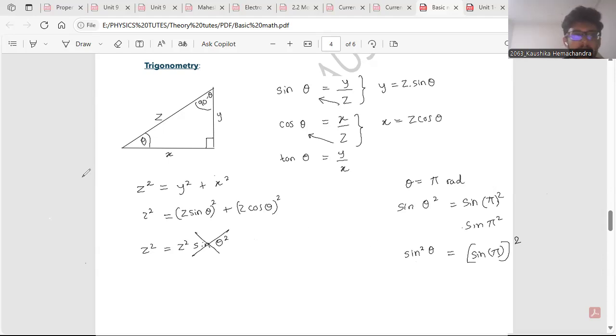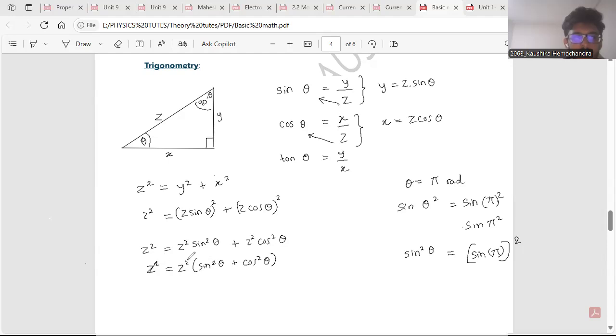So we write it as sine square theta or cos square theta or tan square theta. And you can put a side note on that to write the square of sine cos theta, correct? So z square sine square theta plus z square cos square theta. You can see z is common for everyone. You can take z squared out. Sine square theta plus cos square theta.